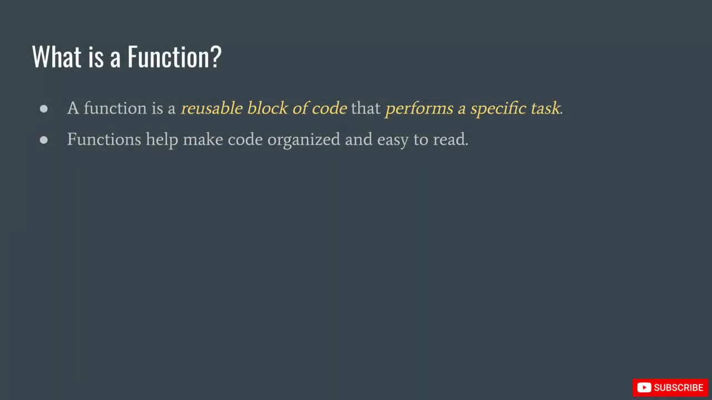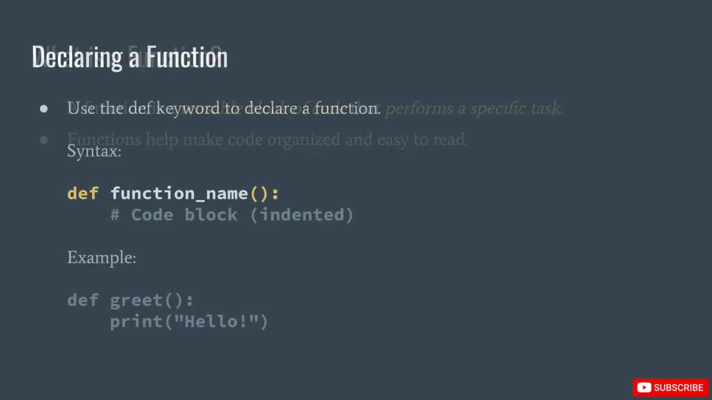A function is a reusable block of code designed to perform a specific task. By grouping code into functions, you can keep your programs organized and easier to read. Functions allow you to avoid repeating code, making your programs more efficient and manageable. To declare a function in Python, you use the def keyword followed by the function name and parentheses. The code block for the function, where you define its behavior, is indented underneath.